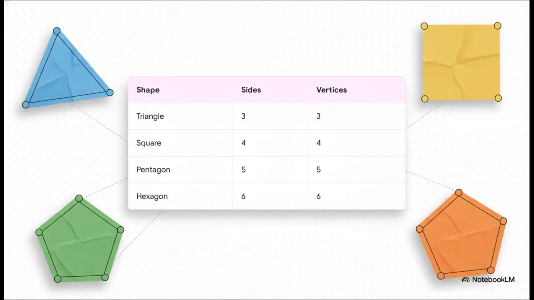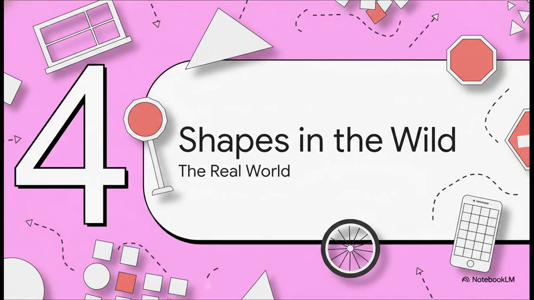And when you put all of this information together, something really interesting starts to happen. A triangle has 3 sides and 3 vertices. A square, 4 sides, 4 vertices. A pentagon has 5 of each. A hexagon has 6 of each. For all these regular shapes, a super clear pattern just jumps out at you. The number of sides is always the same as the number of vertices. That's a huge clue.